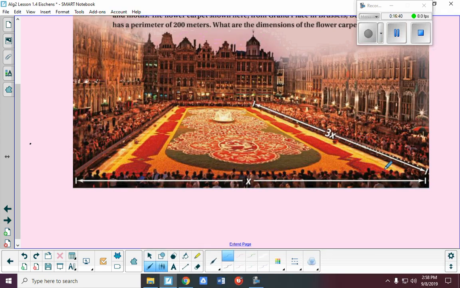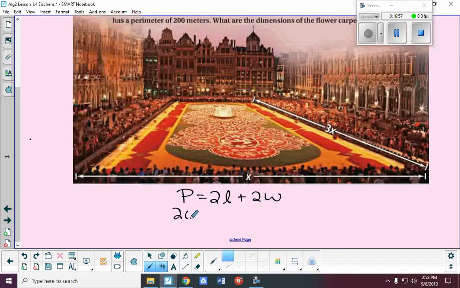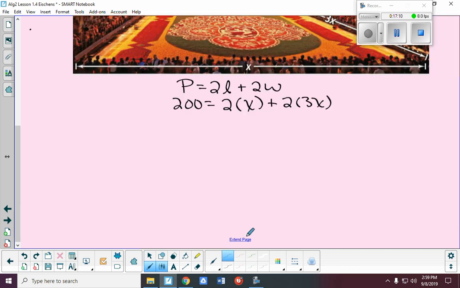It mentions perimeter, so what you want to do is write down the formula. Perimeter is equal to 2 times the length, because you have 2 lengths, and 2 times the width. And then you substitute in all the values they give you. It tells you in this problem that the perimeter equals 200, and the length, we could call that x, and the width would be 3x. And now we solve that for x.